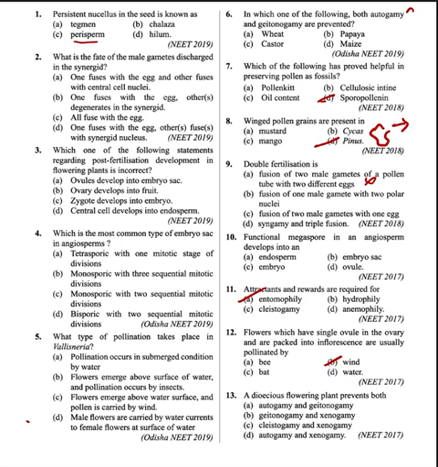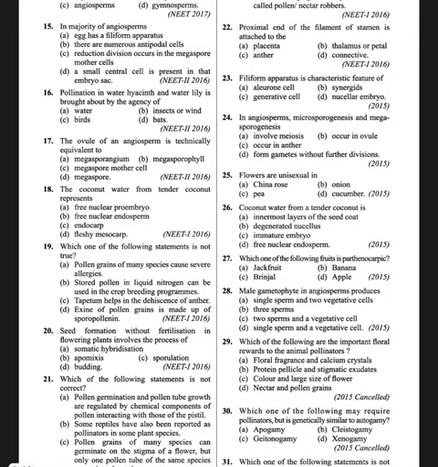A dioecious flowering plant prevents both. Just now I explained this in question number 6. Here autogamy and geitonogamy are both prevented in papaya, so papaya is a dioecious plant. The same question is asked here: a dioecious flowering plant prevents both autogamy and geitonogamy. This is 13. Next is the 14th question.